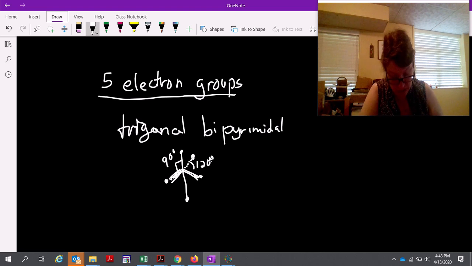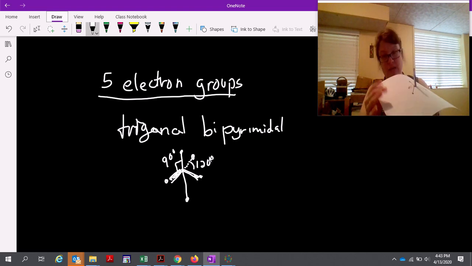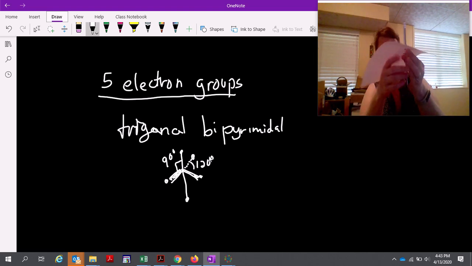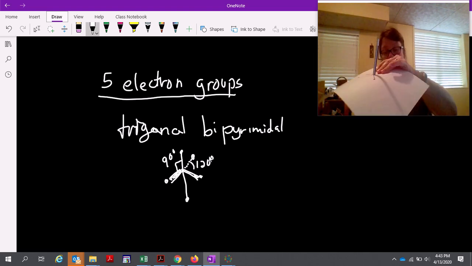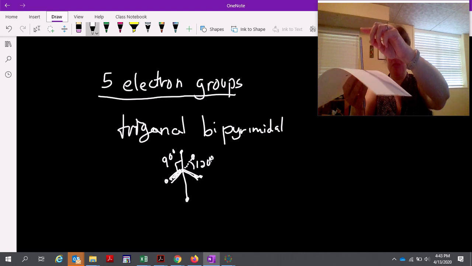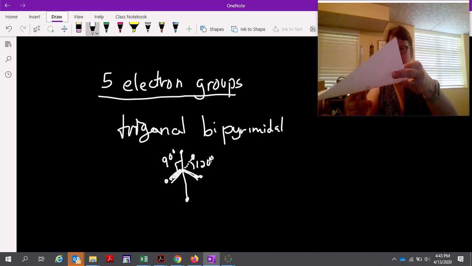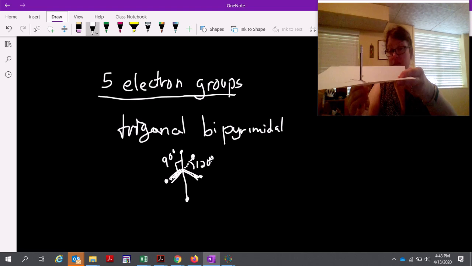So that's 120. So 120 going around the middle and then from top to bottom. And you can really see how it gets its name. We have unique names for these groups. The ones going up and down, we call them axial. So you can think about them pointing to the poles.